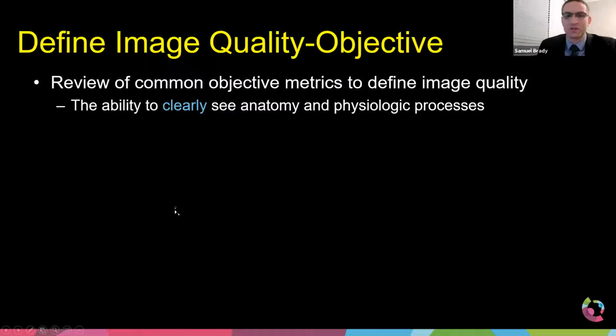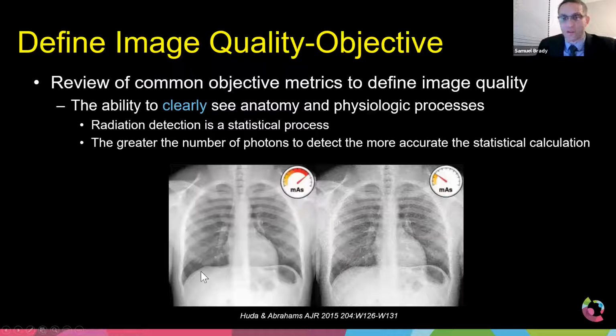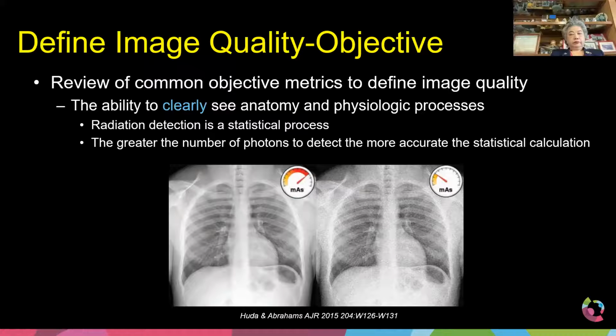Another way we want to define image quality is our ability to clearly see anatomy or a physiological process, if we're using fluoroscopy or nuclear medicine. We know radiation detection is a statistical process. Therefore, if we have more photons, more radiation, when they interact with the body and pass through the body and interact with the detector, we have more statistics to calculate or reconstruct the image. Therefore, an image that's acquired with more radiation will look more statistically clean or pure. There's less variation in the image.